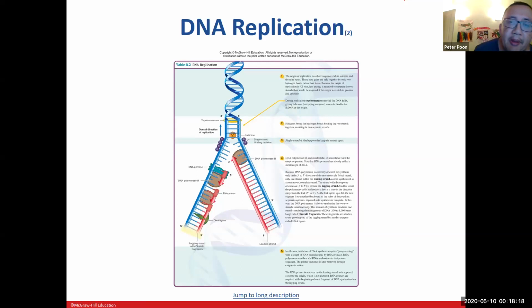So DNA replication. Here's DNA replication. Remember I said these strands were anti-parallel. So this is what happens. In DNA replication, number one, the enzyme topoisomerase works. Topoisomerase unwinds the DNA. It unzips the DNA.